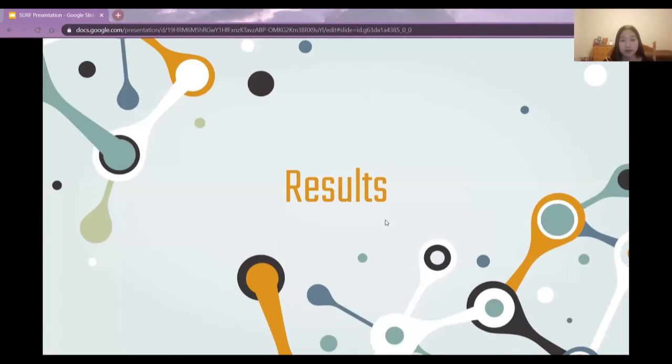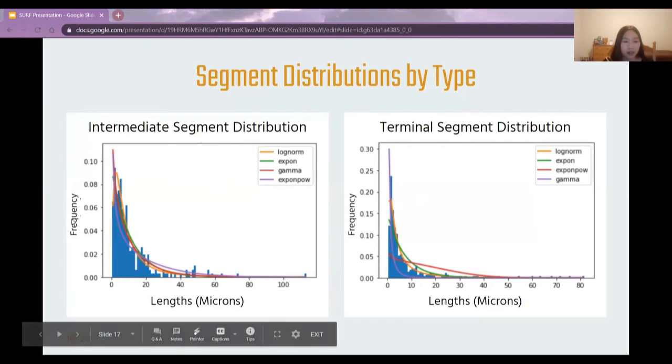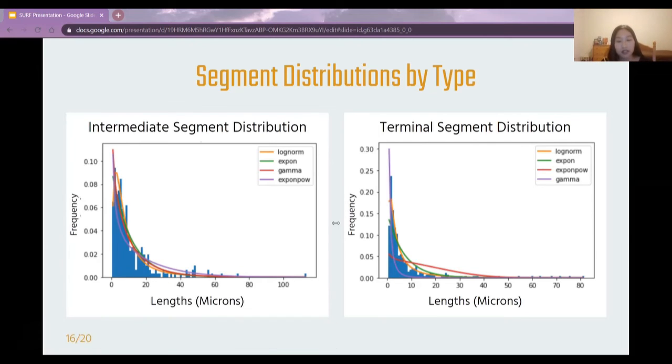I'll introduce the most important visualizations made during my research. So first we have the segment distributions by type, with the intermediate segments on the left and the terminal segments on the right. So here we have it, frequency on the Y and length in microns on the x-axis. And we found that the log normal distribution fits both the intermediate and the terminal segments the best based on sum squared error. And this is really essential to understand the growth process, as we mentioned earlier.